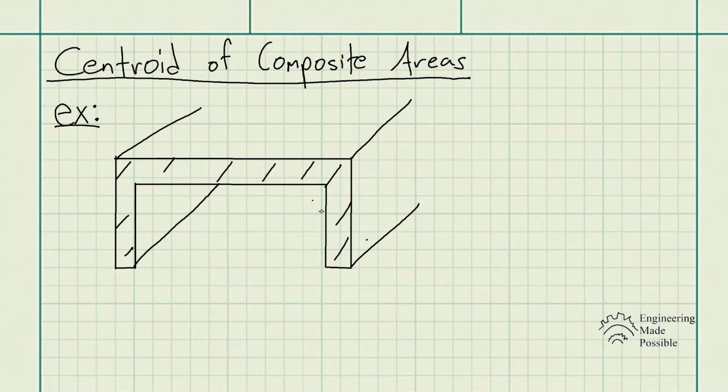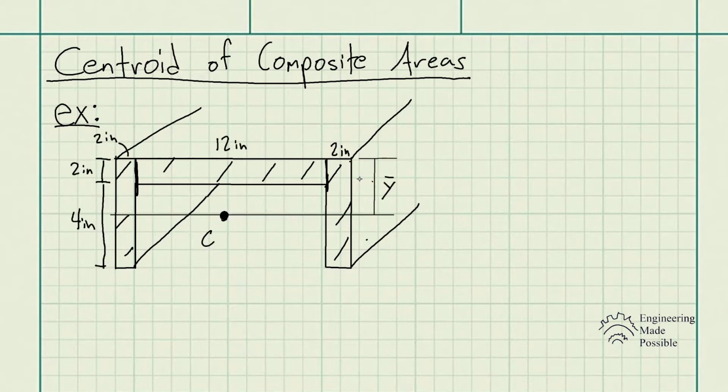One thing to notice is this is actually constructed of multiple areas. When you have a specific geometry and you realize that it's composed of smaller, simpler geometries, then we split this up. We see this composite area is made up of multiple rectangles, and we're going to use what we know about the centroids of these simpler rectangles to ultimately find the centroid of this structure here.